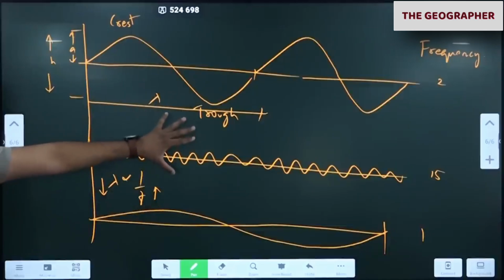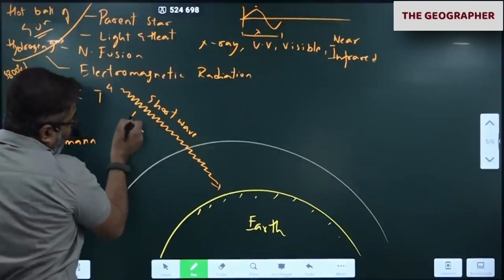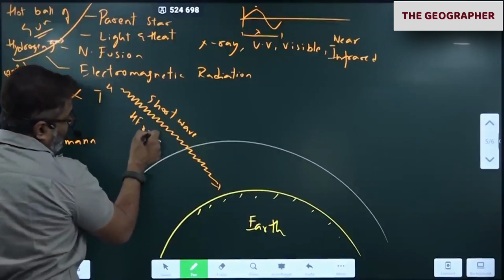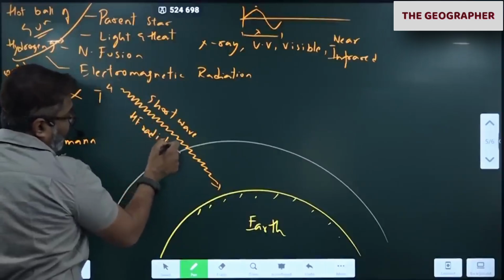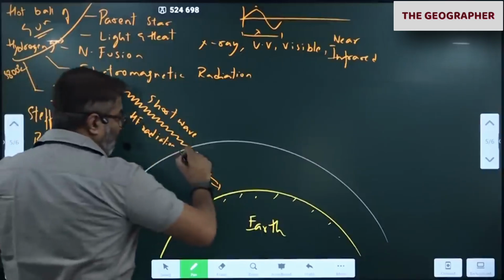This is basic physics, school physics. Okay, this should be clear. So what we are getting is short wave high frequency radiation from the sun. Every day, the same amount of energy falls on top of the atmosphere.